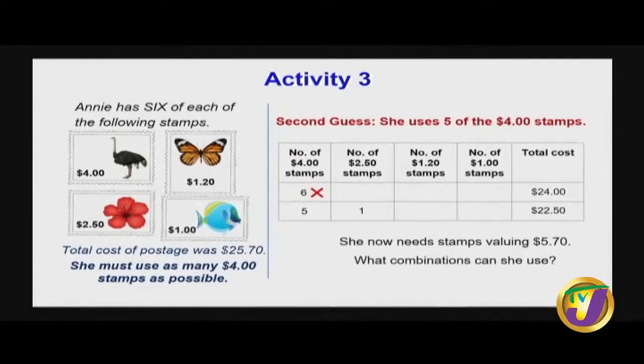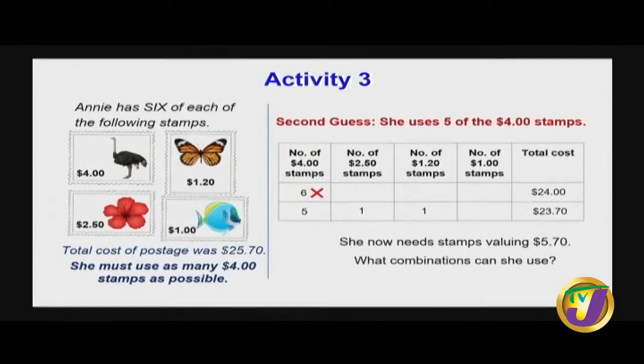So, our total is now $22.50. We need a $1.20 stamp here, we need that 20 cents. So let's guess a $1.20 stamp and see what's happening with our total. We're up to $23.70, which means that we're still shy of $2 for the cost of the postage.